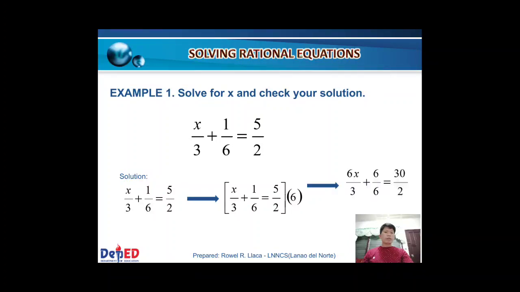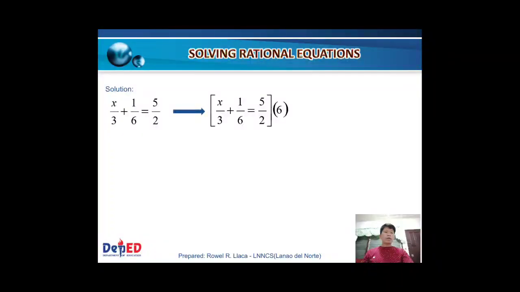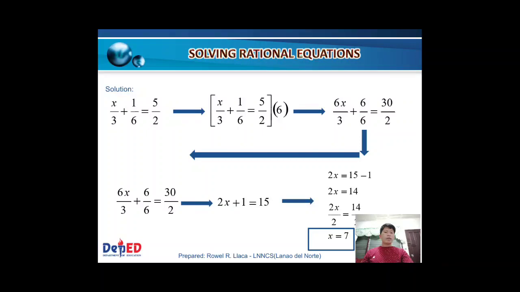It becomes 6x over 3 plus 6 over 6 equals 30 over 2. And then simplify. 6x over 3 becomes 2x. 6 over 6 becomes 1. And 30 over 2 becomes 15. So 2x plus 1 equals 15.